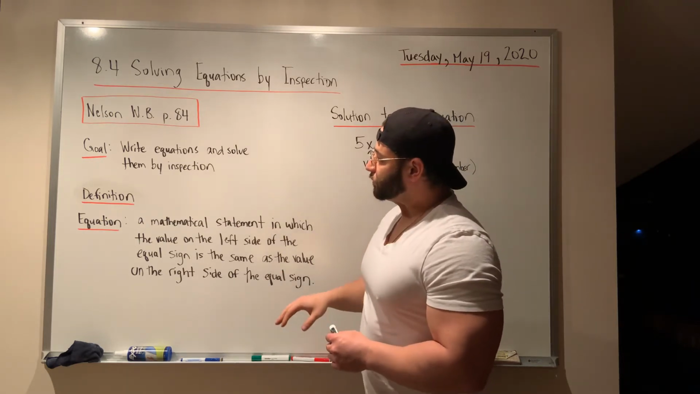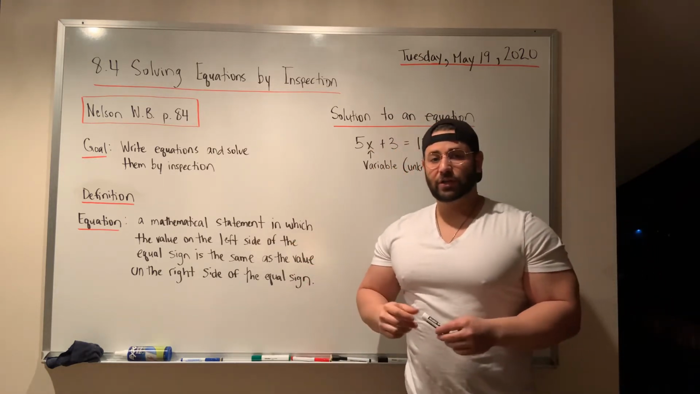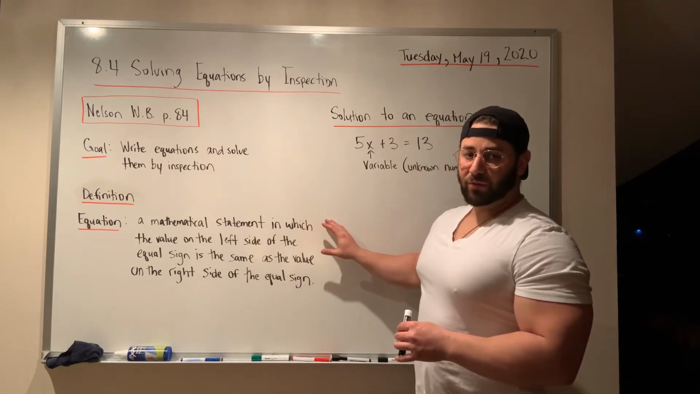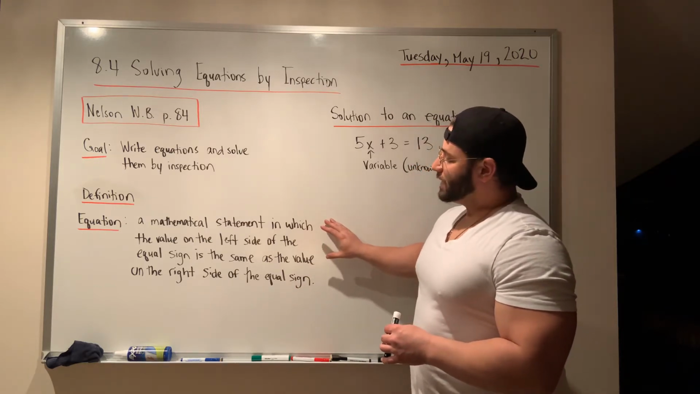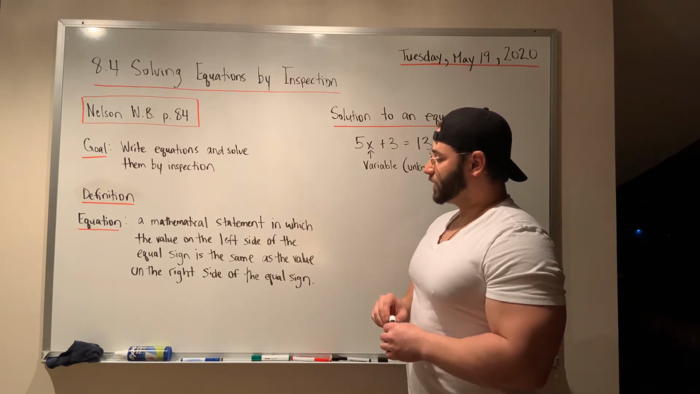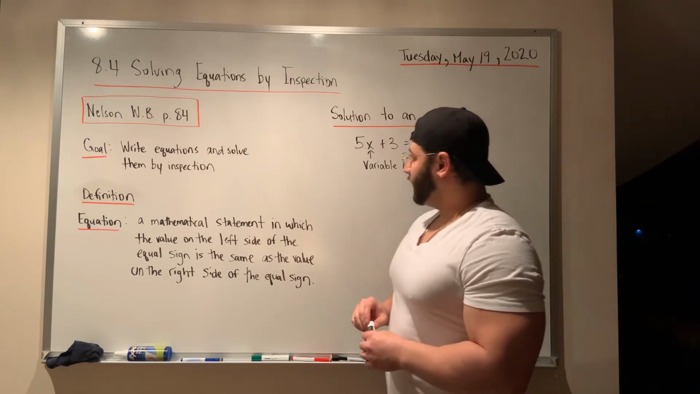So the goal of this section is to write equations and then to solve them through inspection. The most important definition that you'll need to know for this section is that of an equation. And that can also be found on page 84 of the Nelson workbook. It states that an equation is a mathematical statement in which the value on the left side of the equal sign is the same as the value on the right side of the equal sign. So what does that mean?